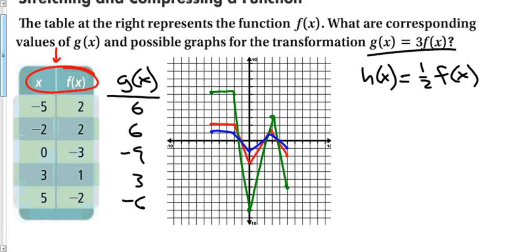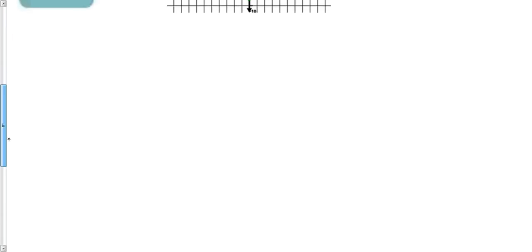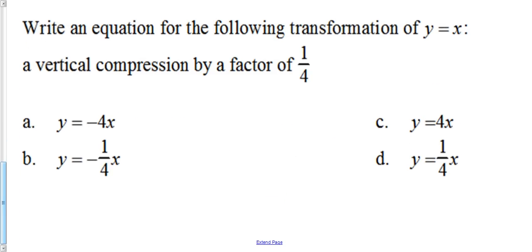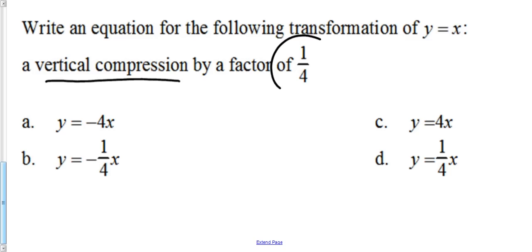Okay? And those are stretches and compressions. If we look at this, which of the following, right? Write an equation for the following transformation of y is equal to x by a vertical compression, a compression by a factor of 1/4. That would be this one. All we have to do is multiply our function by 1/4 in order to compress it. If we wanted to stretch it by a factor of 4, that would be the answer.